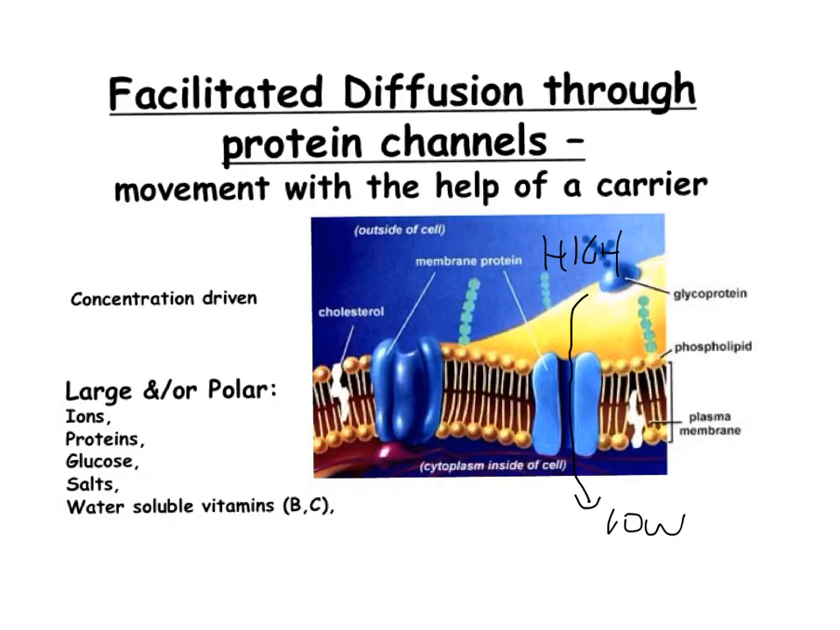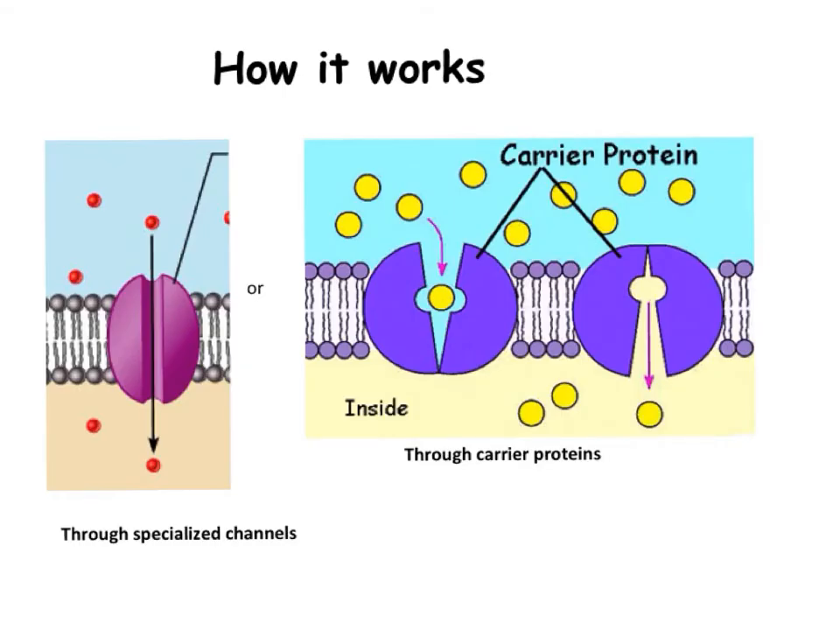Facilitated diffusion, examples of that. How it works, specialized channels. They have to fit. If they don't fit in the entrance, they can't get through. Some of them are gated like this, where they have to bond inside of it to open it up. Still, high to low concentration. It is free.